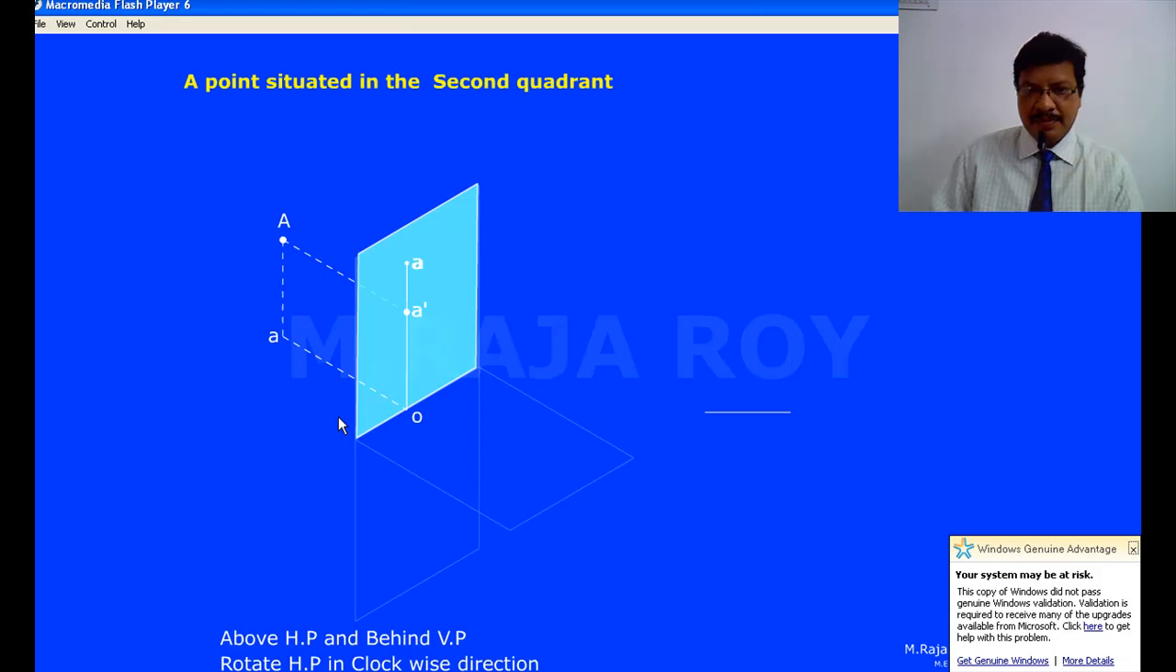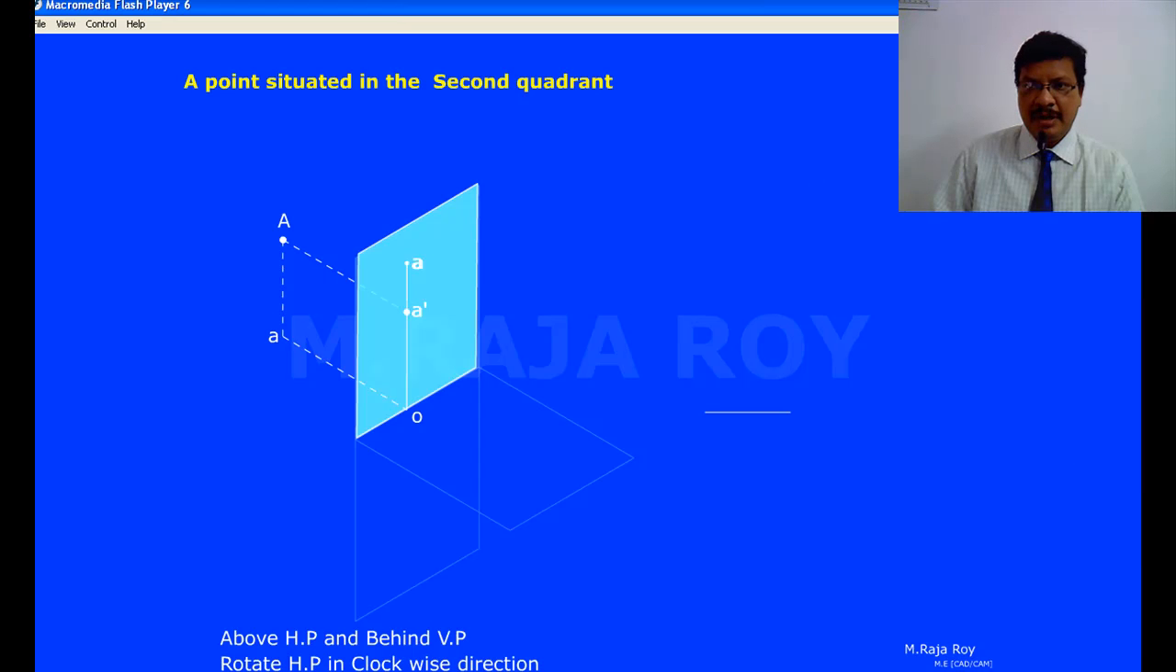Now observe, this is the XY line. When a point is situated in the second quadrant, the front view and the top view both are coming above the XY line only. Okay, that is an important point here. When a point is situated in the second quadrant, both front view and top view will come above XY only. Now I am transferring the top view and the front view, something like this. Both are above the XY line.